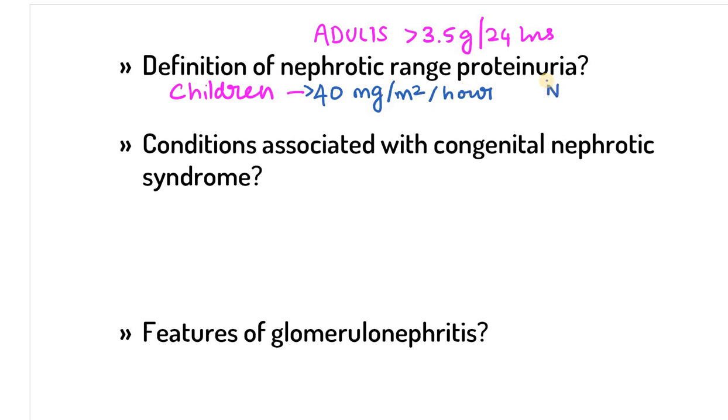We should also know what is the normal protein excretion in children. It is less than 4 milligram per meter square per hour. So basically 10 times that value is what we call nephrotic range of proteinuria in children. Right. Move on to the next question.